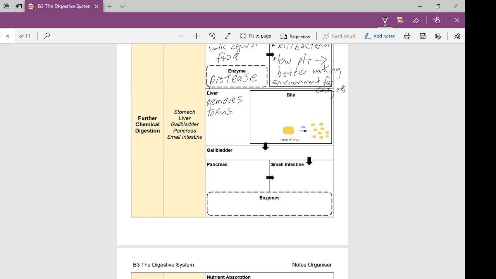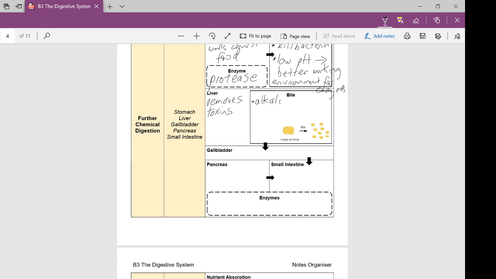problem. Another thing that the liver does for our digestive system, besides just removing toxins, is it also makes something called bile. The first thing that we have to know about this substance called bile is that it is an alkali. Now think back to year 7 when you learned about acids and alkalis. Alkalis are the opposites of acids.